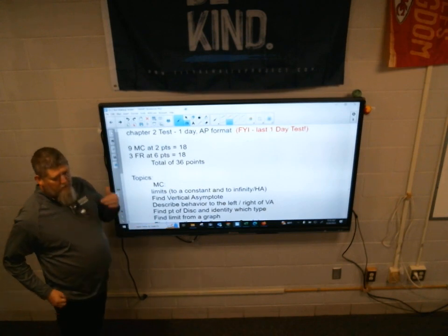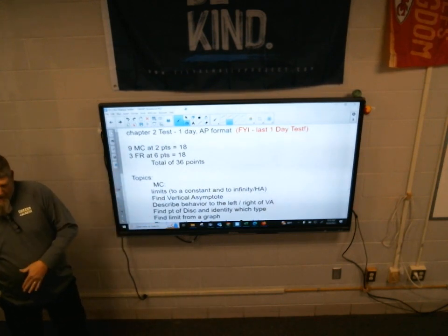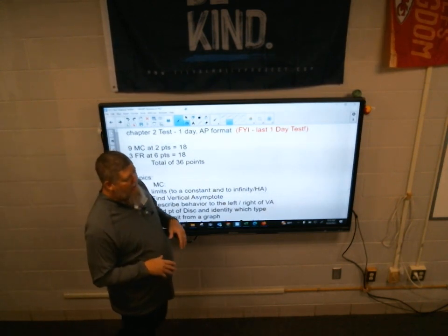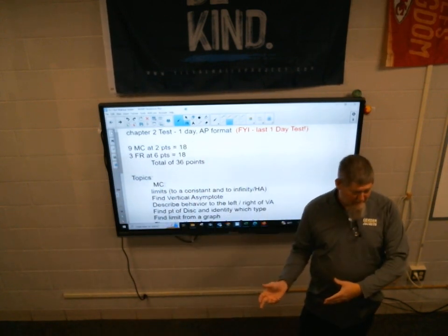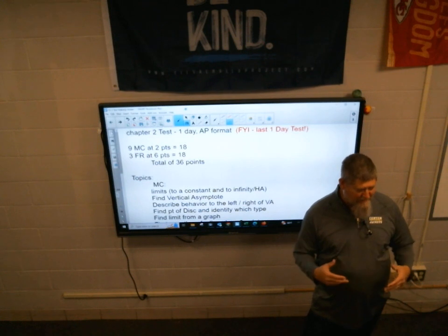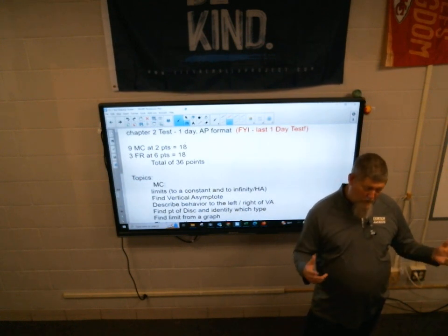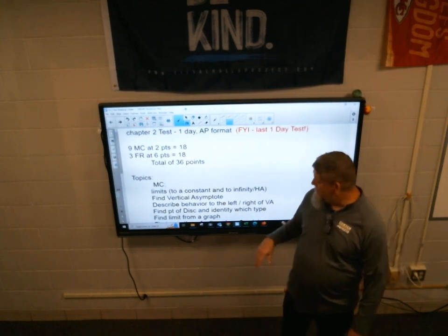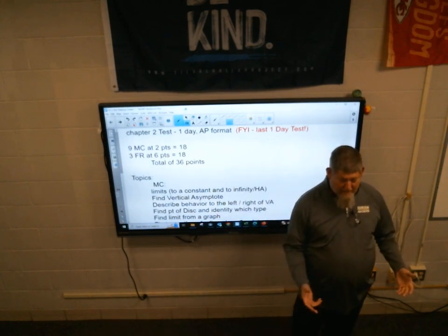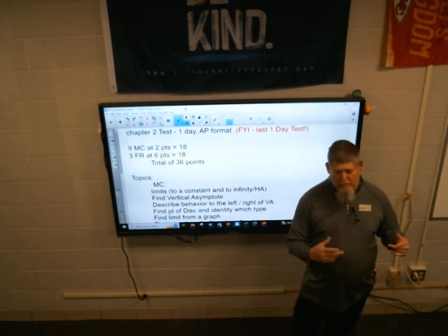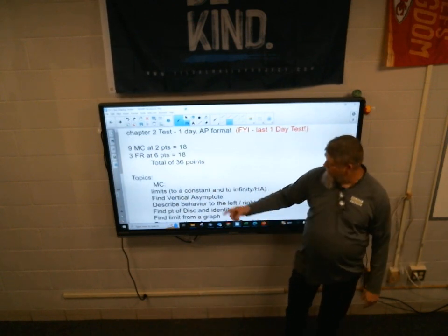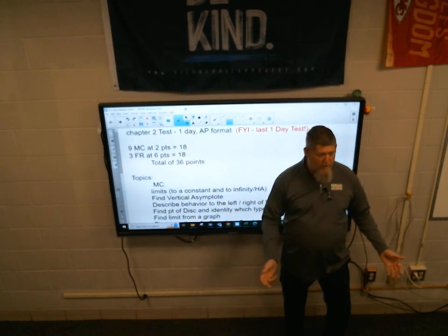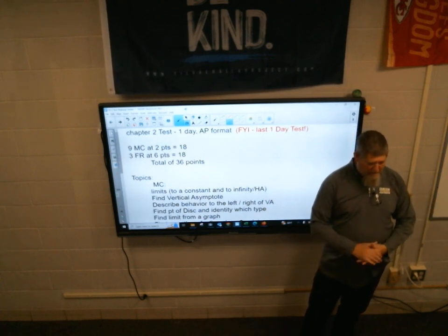Your Chapter 2 test is going to be one day. It's going to be in AP format. What AP format means is half your test is going to be multiple choice, half your test is going to be free response. Now, not necessarily half as far as volume, but half as far as points. So that means there's 9 multiple choice. They're worth 2 points apiece. Later on, they'll be worth 3. There are 3 free response at 6 points apiece. So each one is 18, total of 36 points. I give you a percentage out of 100 in the grade book.